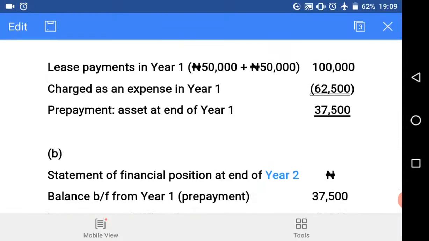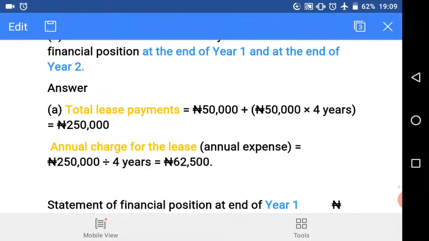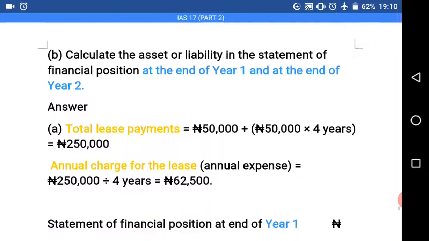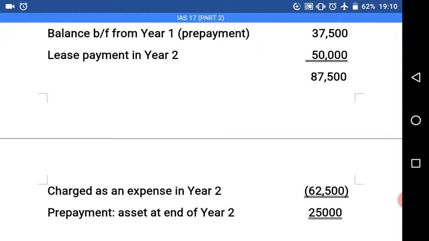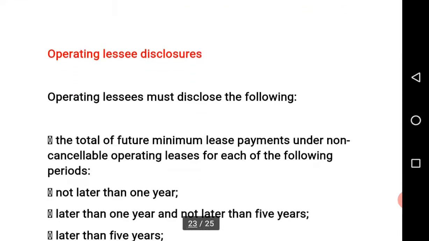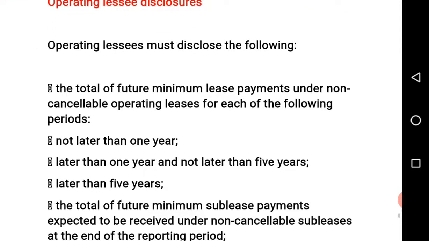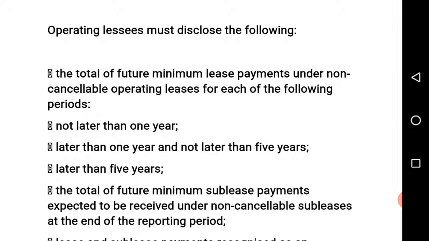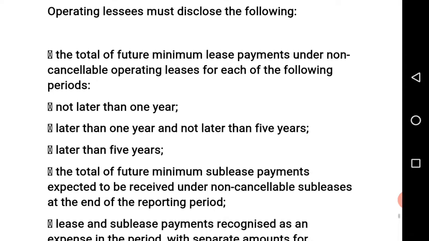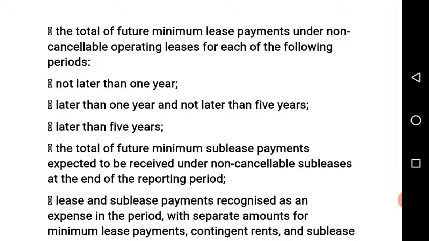Now the question says we should stop at year 2 in part 2, which we did right here. Now on operating lease disclosures, an operating lease must disclose the following. 1. The total future minimum lease payments under non-cancellable operating leases for each of the following periods: A. Not later than 1 year, B. Later than 1 year and not later than 5 years, C. Later than 5 years.